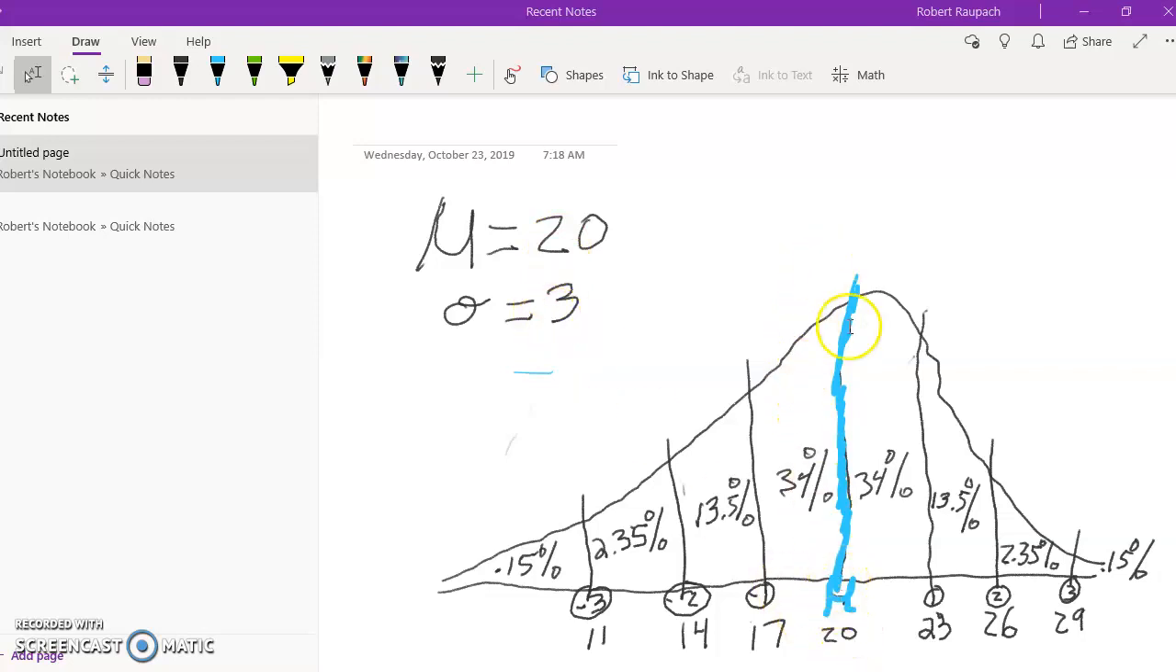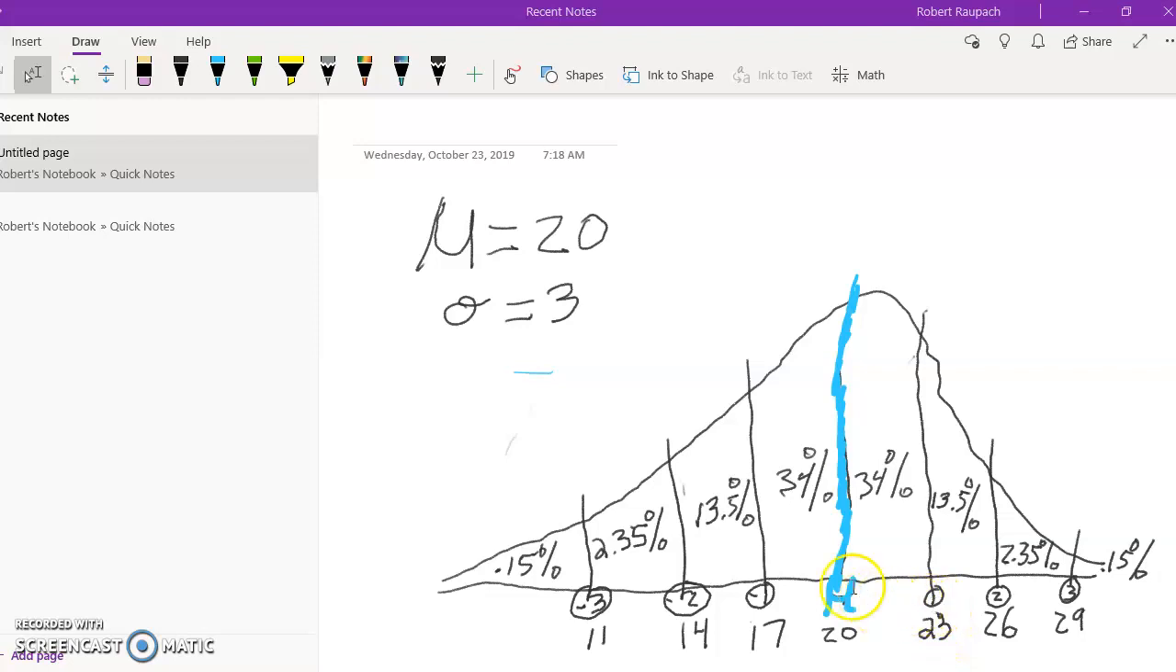The mean is in the middle, and I know this doesn't look perfect, but it's hard to write with this thing. All right. And all you do is start with the mean in the middle, okay? And these percentages are always the same. One standard deviation higher than the mean is 34%. So you take your mean, 20, you add 3, and you put 23 here.